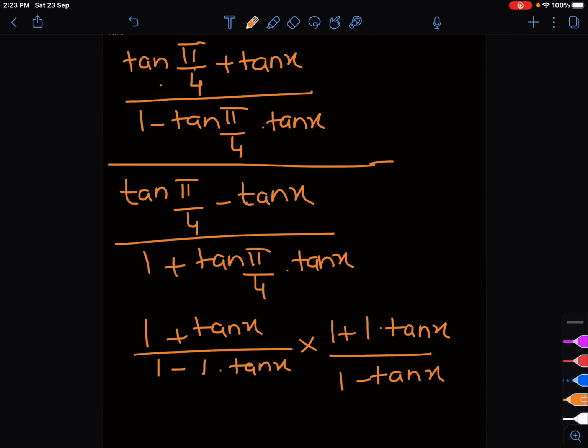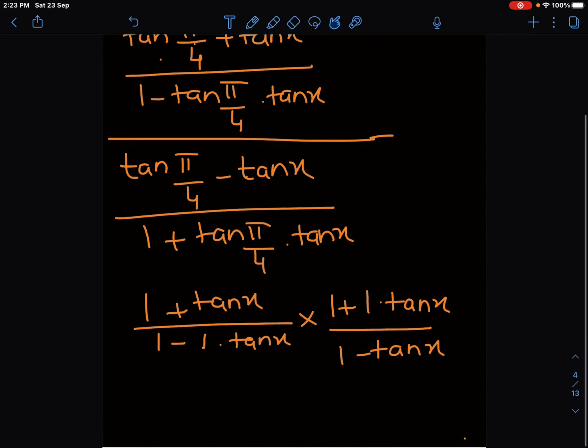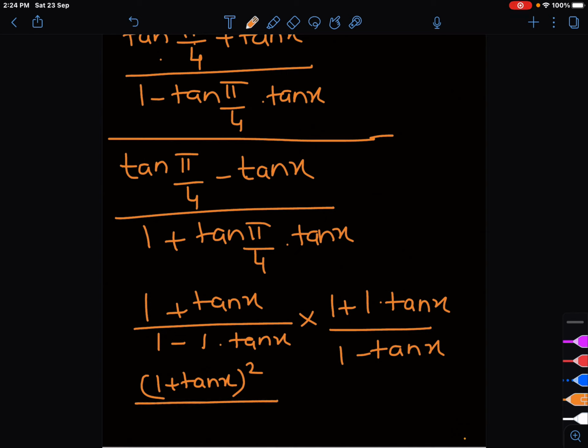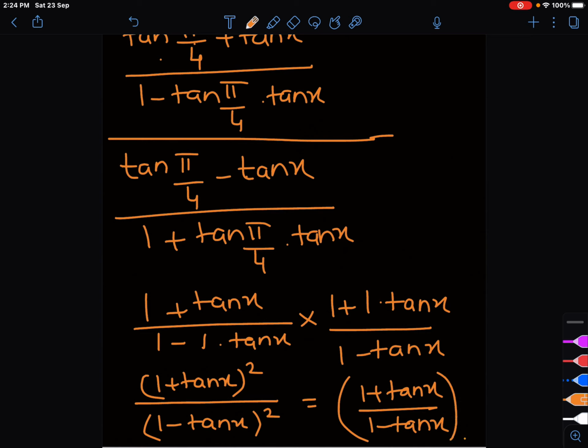So now what we are getting is 1 plus tan x twice, 2 times we are getting it. So we are putting 1 plus tan x the whole square divided by 1 minus tan x the whole square. Same thing, with the denominator we are just putting the square. Now this square we are completing as a whole square. So 1 plus tan x by 1 minus tan x, the whole square. So what is this actually?